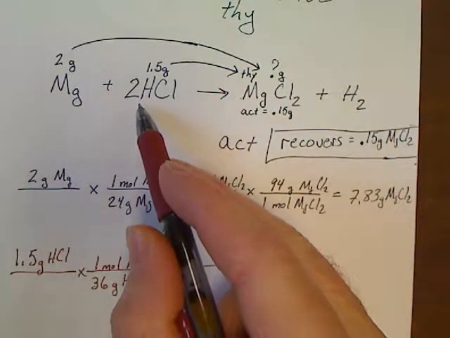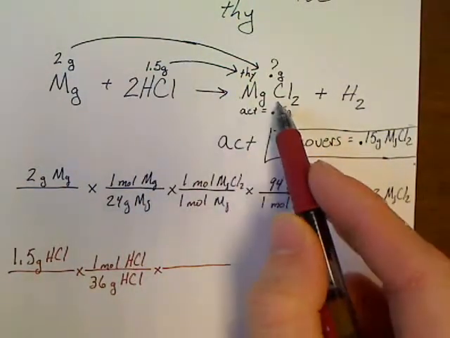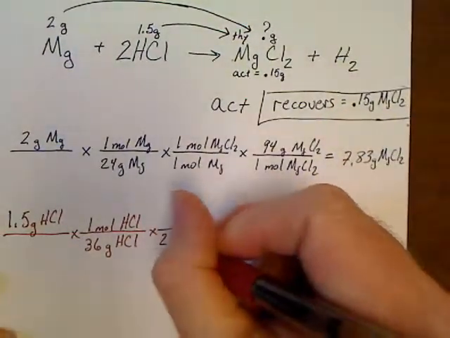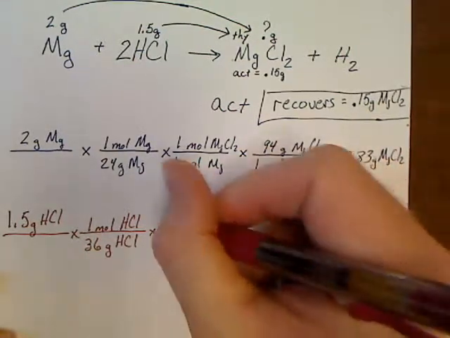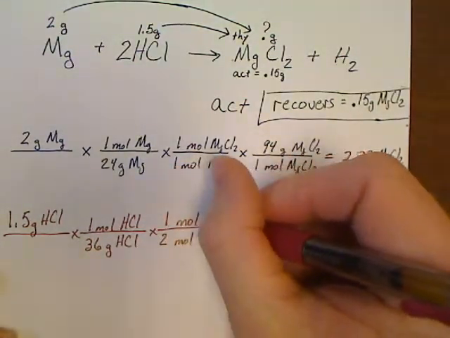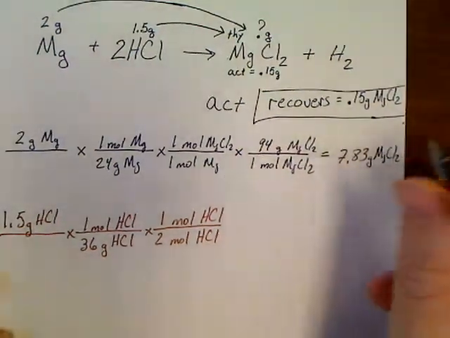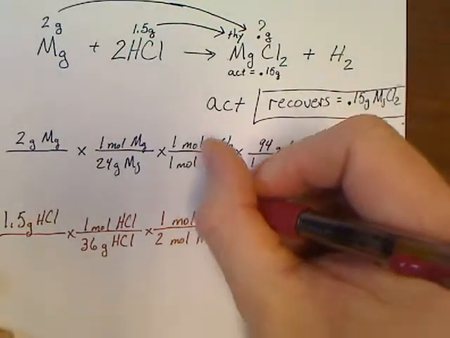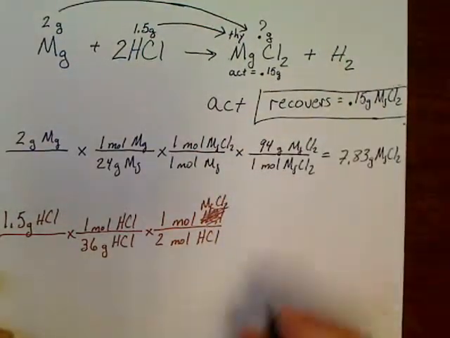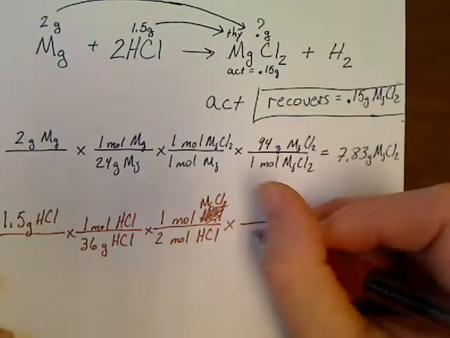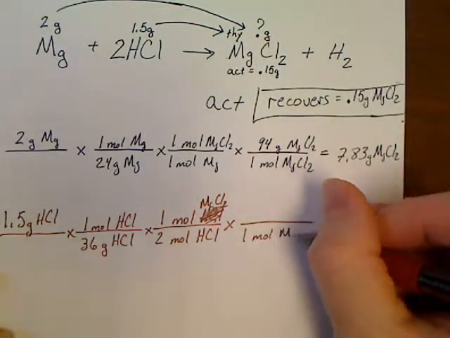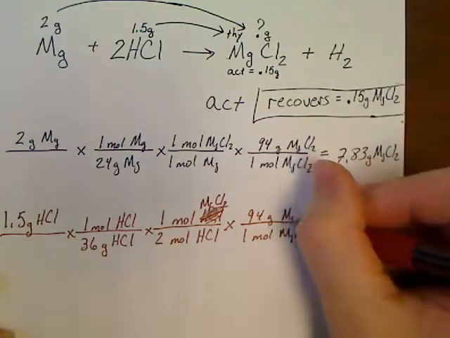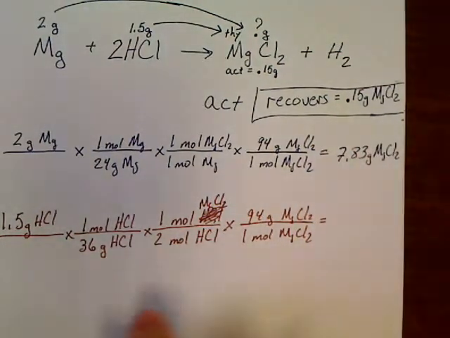Next step, we're in moles, so we're ready to jump. For every 2 moles of HCl, I should make 1 mole of MgCl2. Now, 1 mole of, forgive me, MgCl2. Put an X, draw my line. For every 1 mole of MgCl2, do my conversion, there's 94 grams of MgCl2.